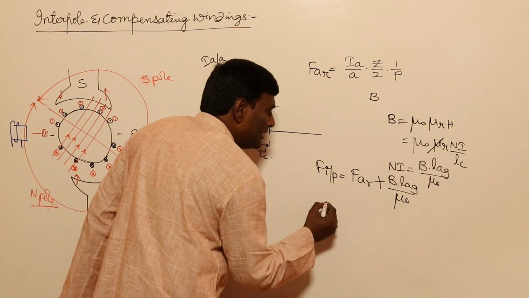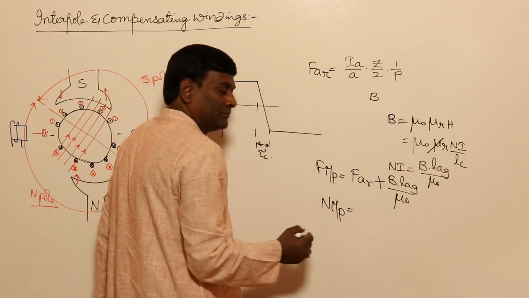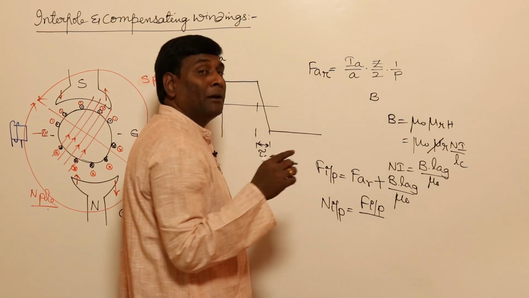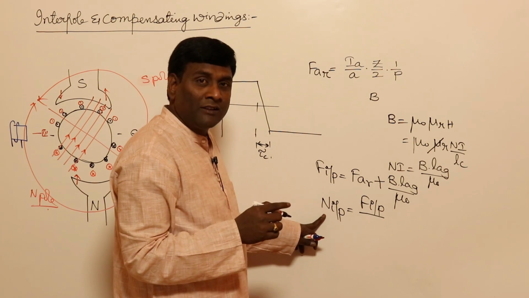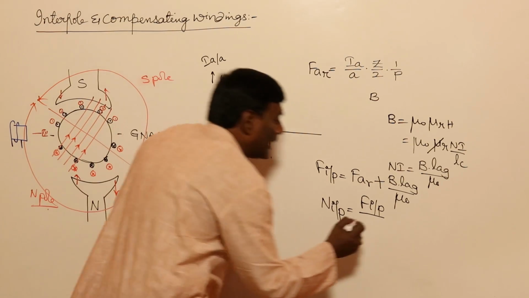Now, the number of turns on the interpole is nothing but F of interpole, the ampere turns of the interpole, divided by the current. What is that current which is flowing in the interpole? Armature current.